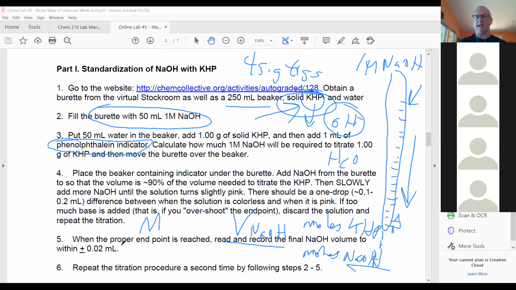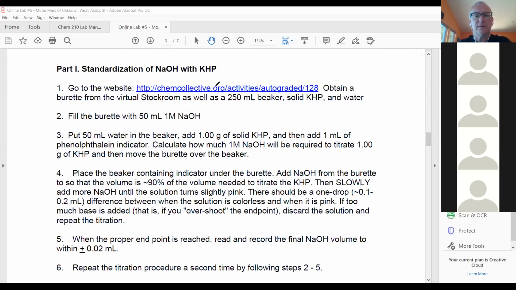So why don't we try that, and then we'll come back and talk about the second experiment, which is pretty much the same thing, except first experiment, we know what the acid is, and we calculate the hydroxide. Second one, now we know the hydroxide, and we calculate an acid. So it's basically the same experiment, but reversed, okay? So let's go to the first website.